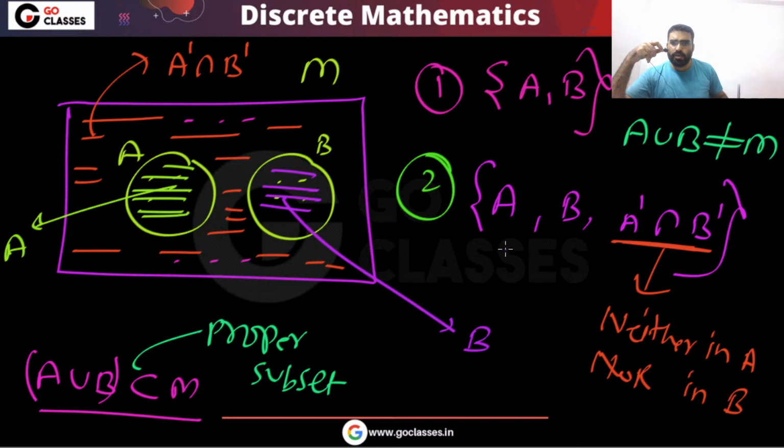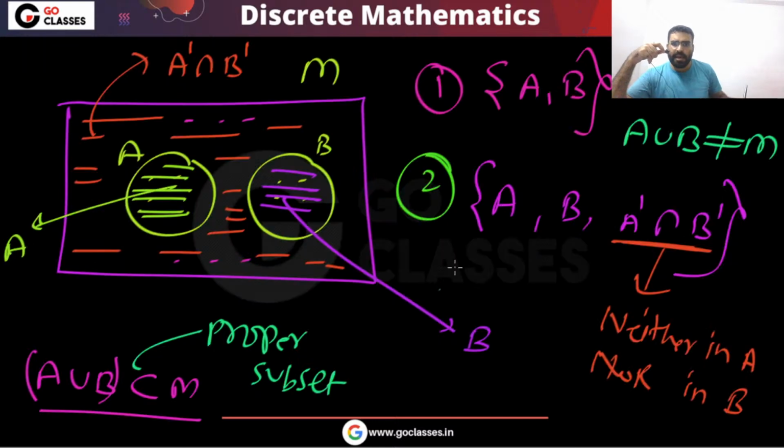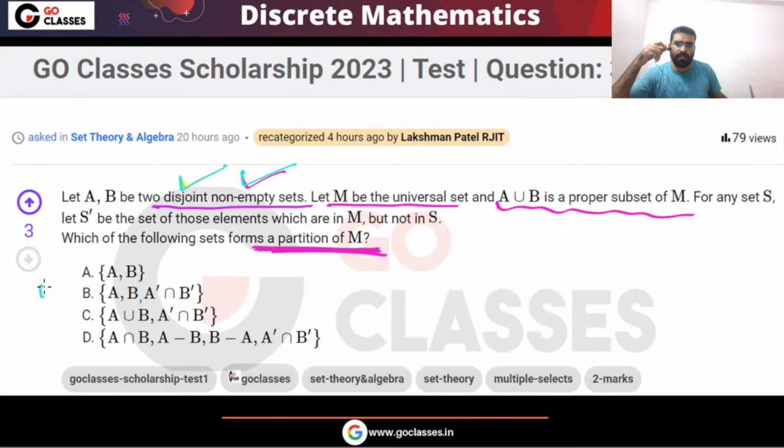Now tell me, do they satisfy all three properties? Are they non-empty? Yes, it is given in the question that you have disjoint non-empty sets. A is non-empty, B is non-empty, and A complement and B complement is also non-empty, since A union B is a proper subset of M. They are non-empty, they are disjoint, and their union is equal to M. So this second option is a partition of M.